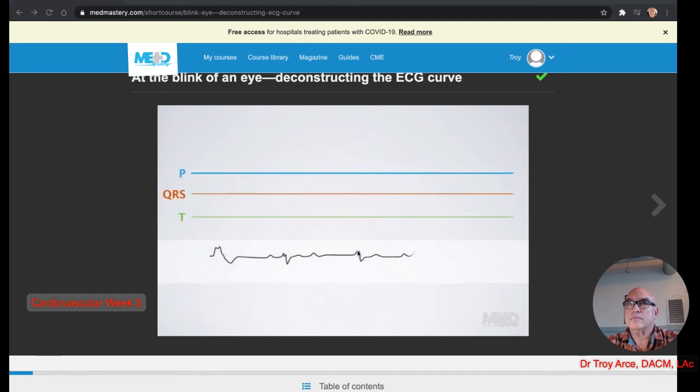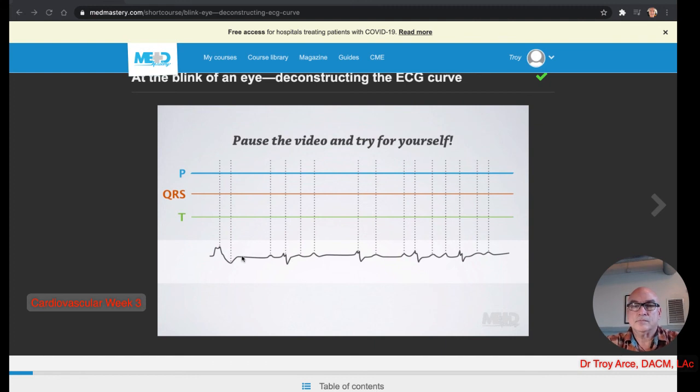It's time for another little exercise. Now it's your turn to identify the different components of the ECG. Try to identify the QRS complexes and the T waves first, and then the P waves. So pause the video and try for yourself, then come back and see how you did. Welcome back. Okay, so I hope you did the exercise. Let's see how you did.